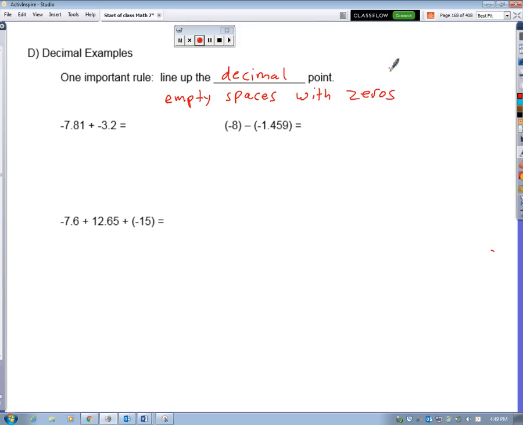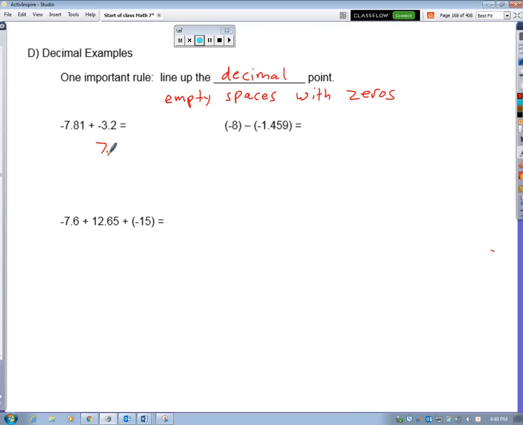Alright, okay, now let's get down to the business of adding and subtracting these. Let's take a look at our first problem here. Negative 7.81 plus negative 3.2. We are adding, they are both the same, so our rule says add like normal, so that's exactly what I'm going to do.